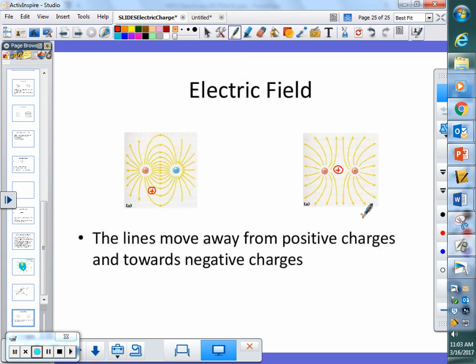Or if we want to use a term from a long time ago, that third proton that we put in there would be in equilibrium. Think about that. It's a long time ago, I know.